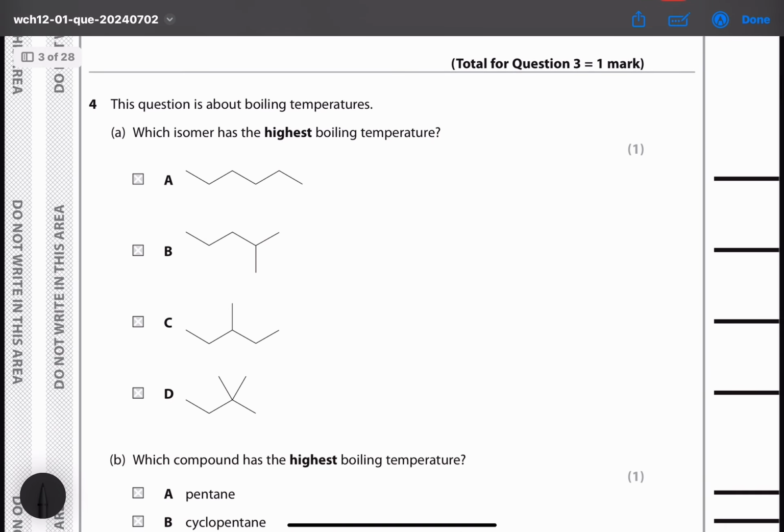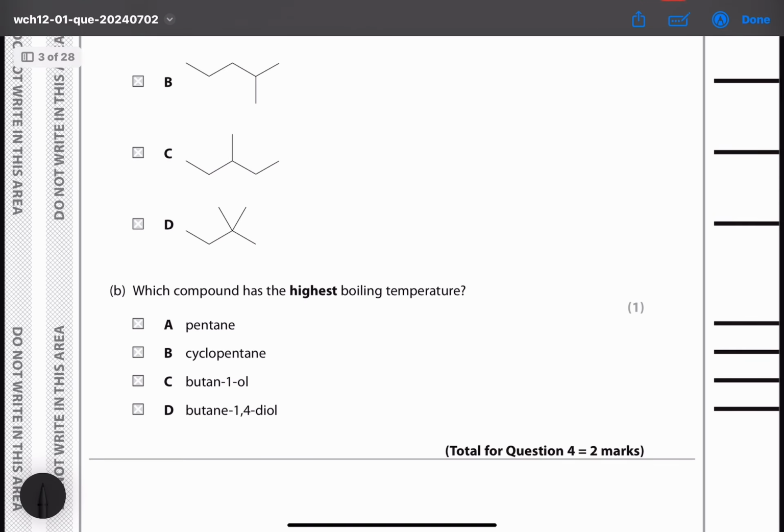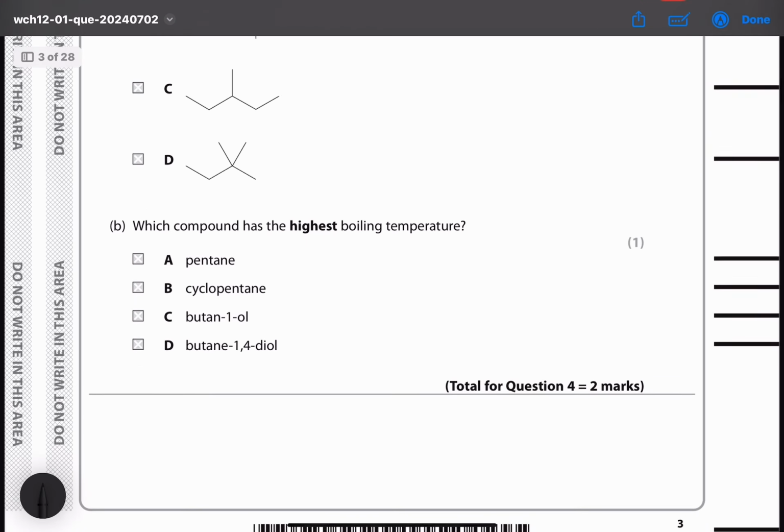Now, question number 4, this question is about boiling temperatures. Which isomer has the highest boiling point? The highest boiling temperature depends on the structure. If the structure is extremely large, the molecule that is bigger will have the highest boiling temperature. So the molecule which is the straight chain will have the highest boiling temperature. So answer A.